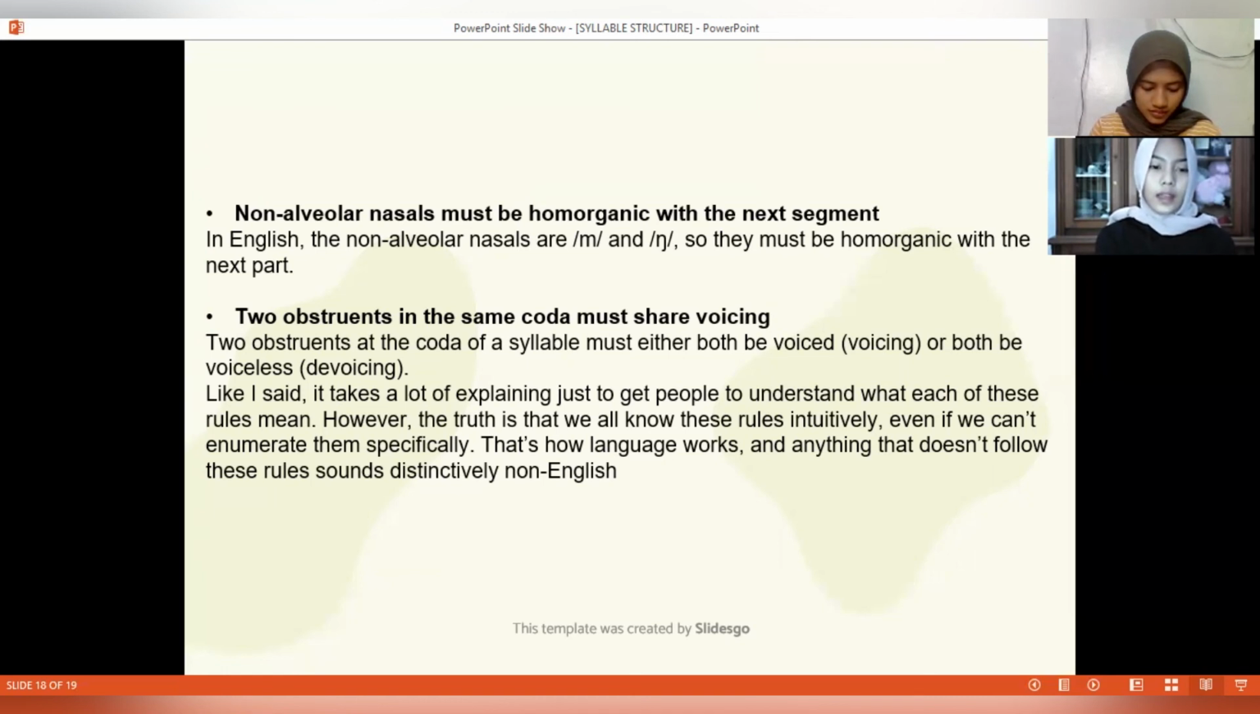Like I said, it takes a lot of explaining just to get people to understand what each of these rules means. However, the truth is that we all know these rules intuitively, even if we can't enumerate them specifically. That's how language works, and anything that doesn't follow these rules sounds distinctively non-English.